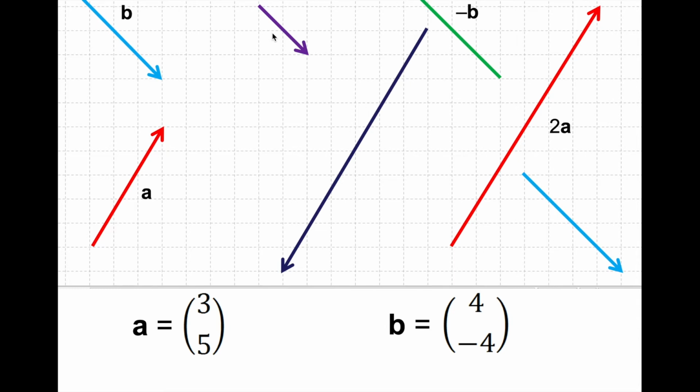What about this one here? This is half b, because we have 2 units to the right and 2 units down. We know that vector b is equal to (4, -4). If you divide each component by 2, you end up with (2, -2). This one is just the same as vector b, same direction, same size as well. This one is the opposite of this vector here, so negative 2a, or negative 2 times vector a.